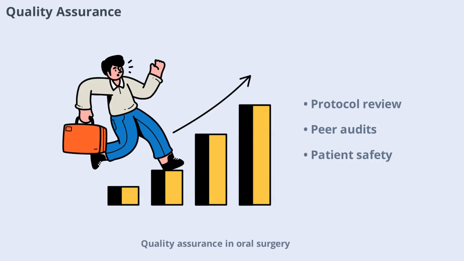Quality assurance in oral surgery involves regular review of protocols, complication rates, and patient outcomes. Surgeons should participate in audits, peer reviews, and continuing education to maintain high standards. Quality assurance ensures that best practices are followed and that patient safety remains the top priority.